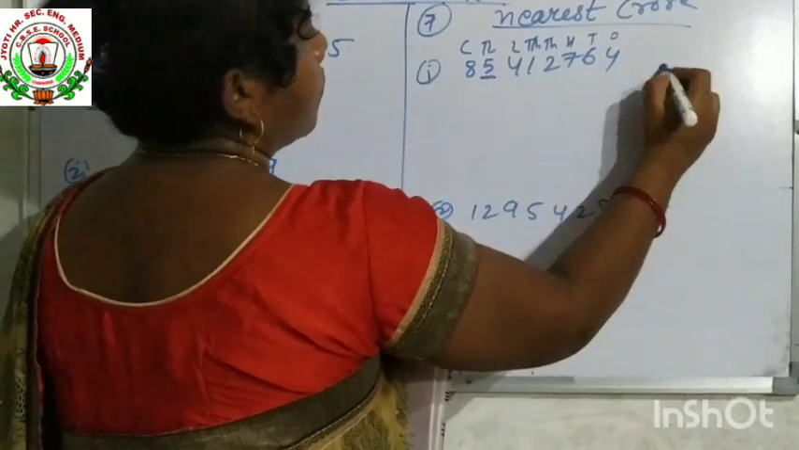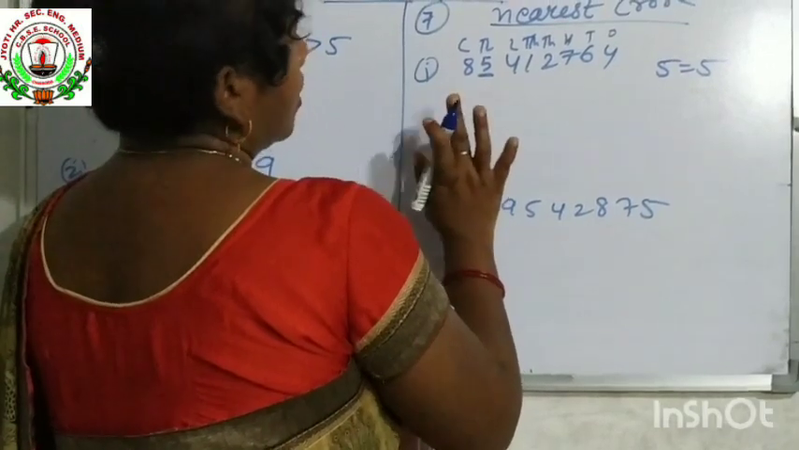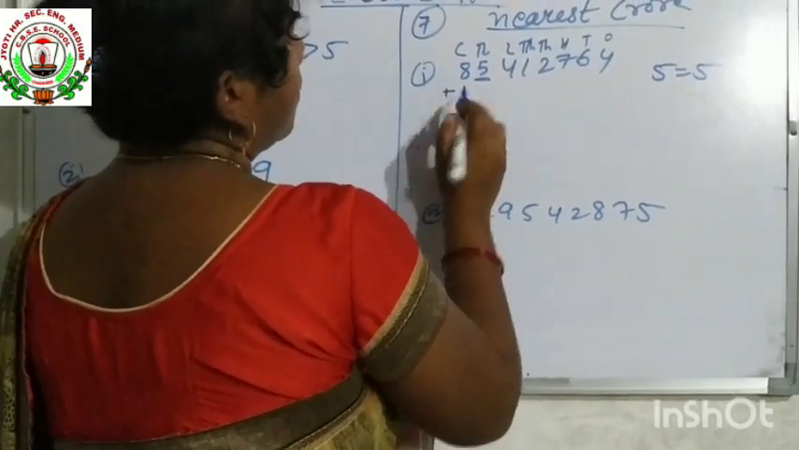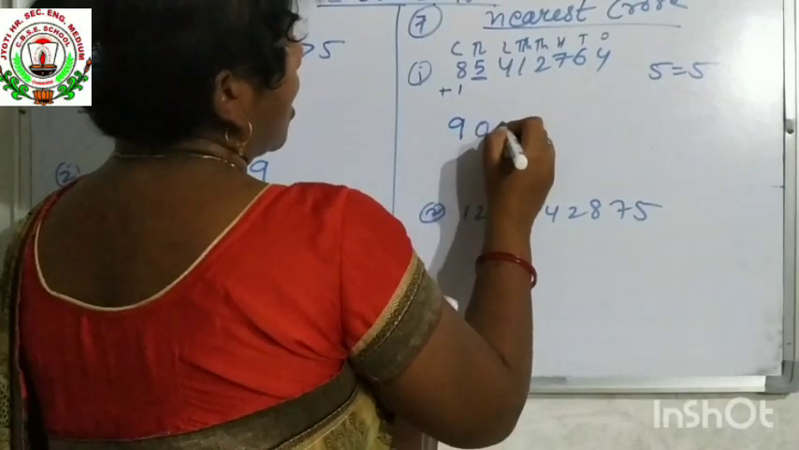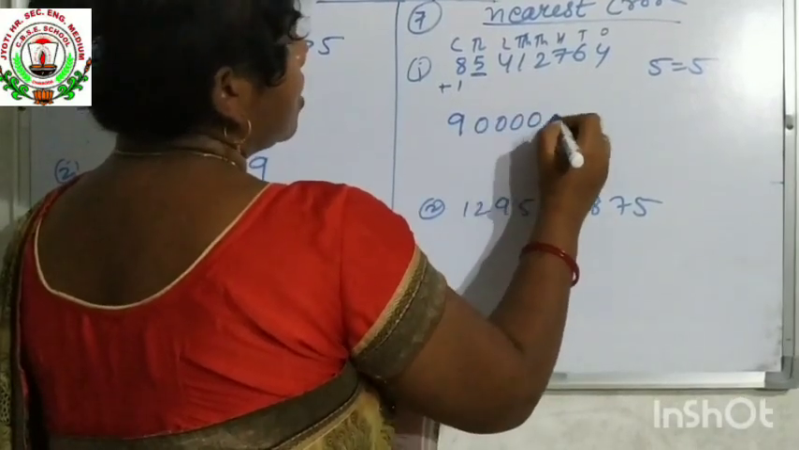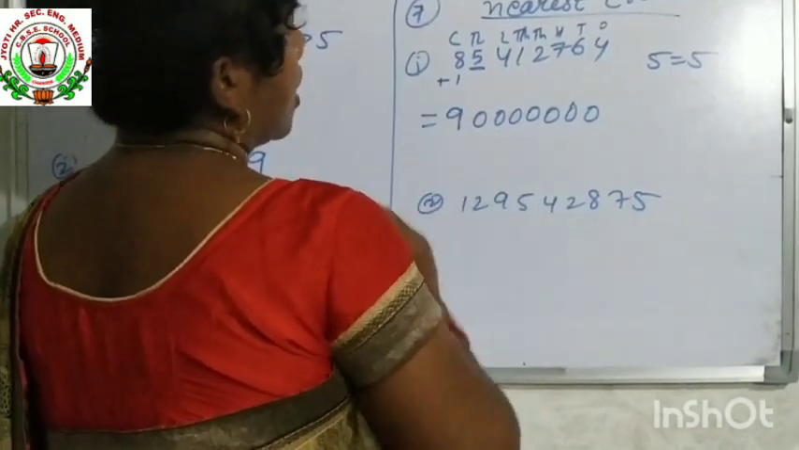Now it is 5. 5 is equal to 5, so we will add 1 here because it is equal to 5. So 8 plus 1 is 9 and all the following digits will be 0. Understood? So it is the answer.